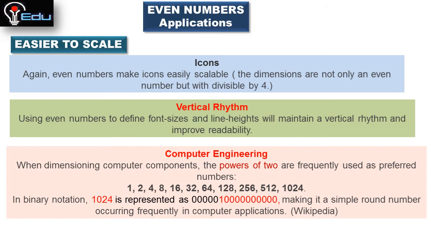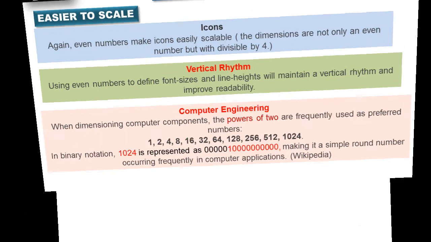In binary notation, 1024 is represented as, if it is 16-bit binary code, 5 zeros and 1 followed by 10 zeros. So it is a binary representation of 1024. So making it a simple round number occurring frequently in computer applications. So this is called 1K. 1K means 1024. Okay, and these are the even numbers applications.